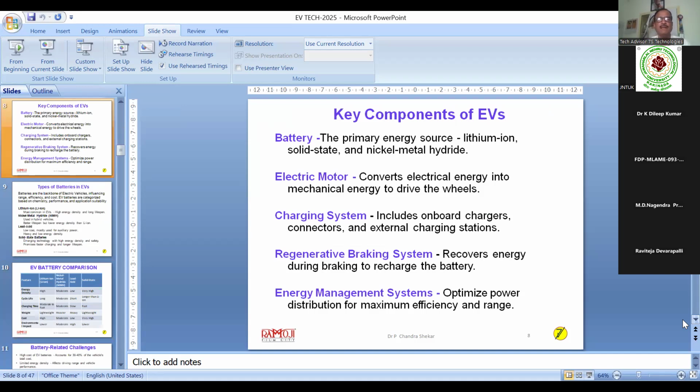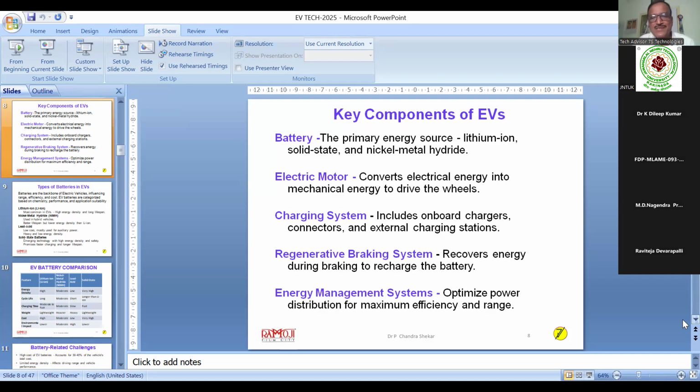When you see the EV vehicle, key components are the battery. The primary energy source is lithium-ion, solid state, and nickel metal hydride. The electrical motors are also important in the EV sector. They convert electrical energy into mechanical energy to drive the wheels. Charging systems include onboard chargers, connectors, and external charging stations. This is also another area where we can tap. Regenerative braking system recovers energy during braking to recharge the battery. Again, these are major advantages over conventional engines.